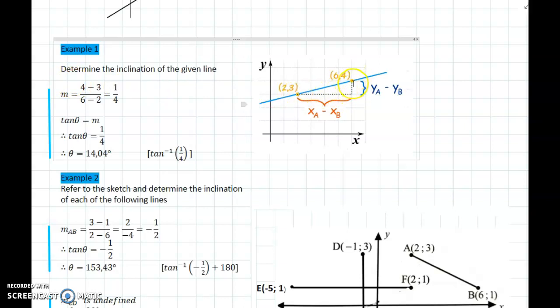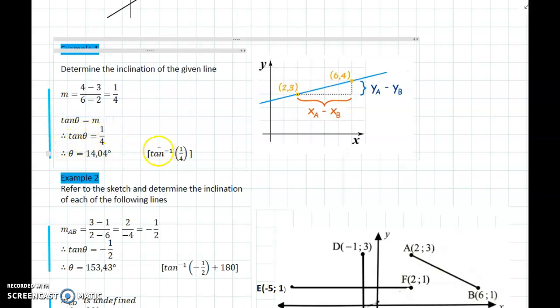You can see from the sketch, which is drawn to scale, the change in the y is 1. The change in the x here is 4. And so my gradient is a quarter. Or use the gradient formula. The change in the y, 4 minus 3, over the corresponding change in the x, 6 minus 2, gives you a quarter. So tan theta is equal to m. Therefore, tan theta is equal to a quarter.